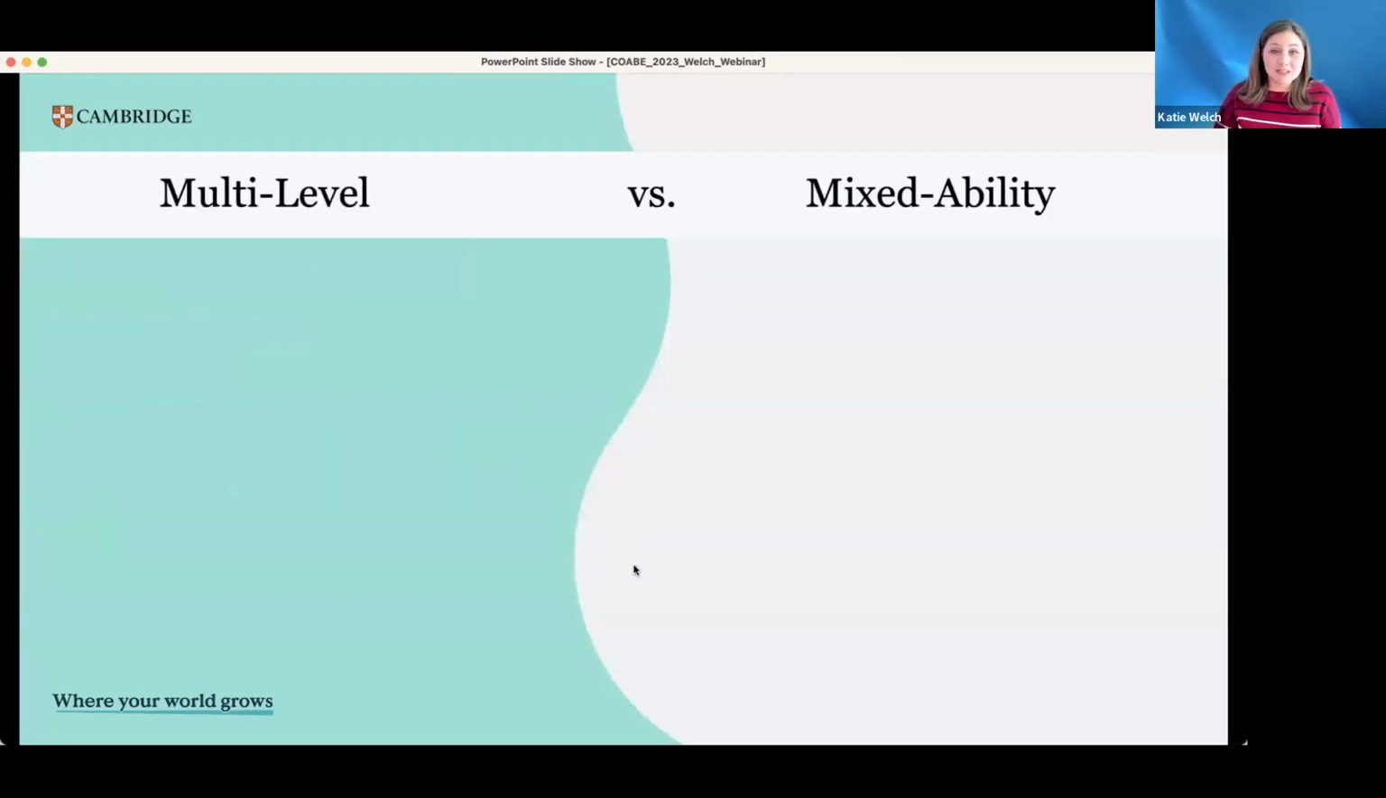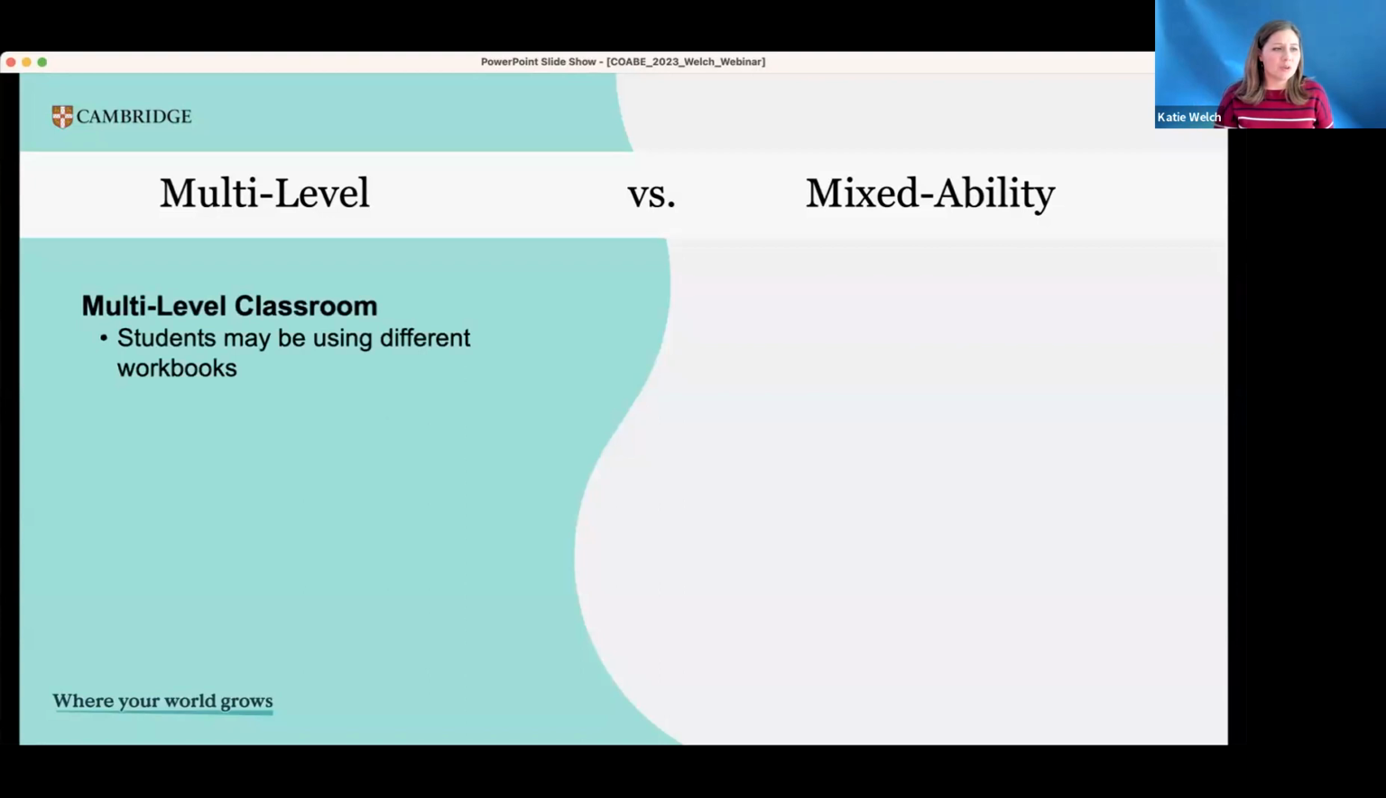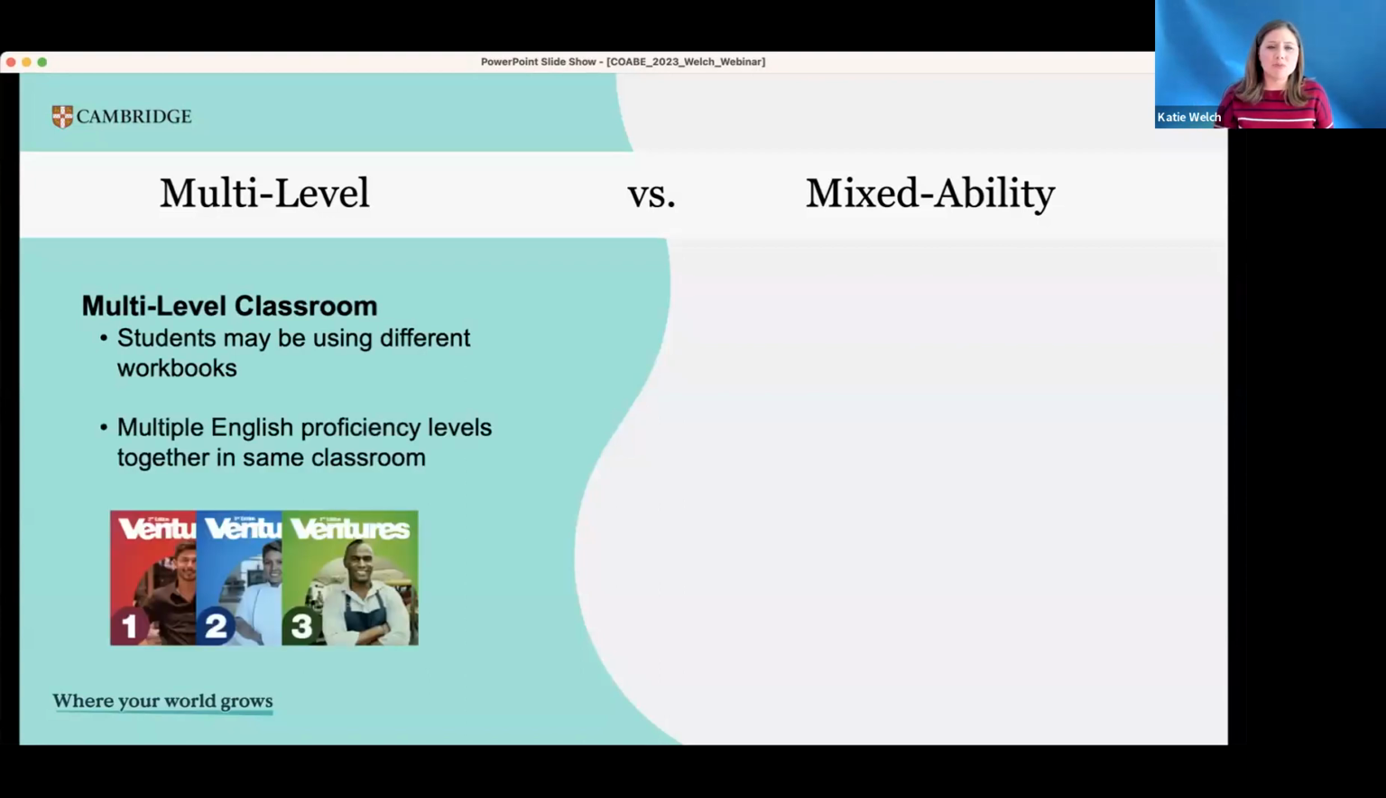I want to talk about our topic for today, and I want to define some terms first before we get going. And that is the difference between a multi-level classroom and a mixed ability classroom. So these are similar concepts, but when we talk about a multi-level classroom, often what we mean is that you have multiple English proficiency levels together in the same room.